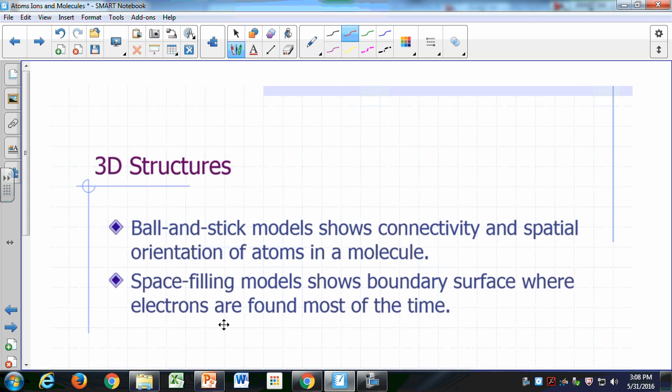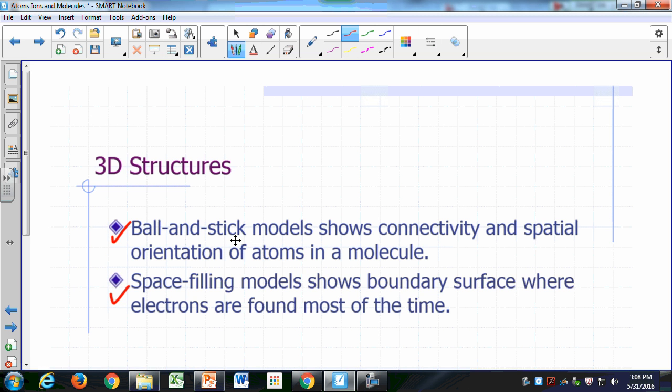Now, a Lewis structure is meant to show only how the atoms are connected and how the electrons are distributed. If you want a more realistic picture of what a molecule might look like, you need to look at 3-dimensional representations, because a Lewis structure is just a flat thing. And there are 2 kinds of 3D structures that you might find commonly used. The one is called the ball and stick model, and the other one is called the space filling model.